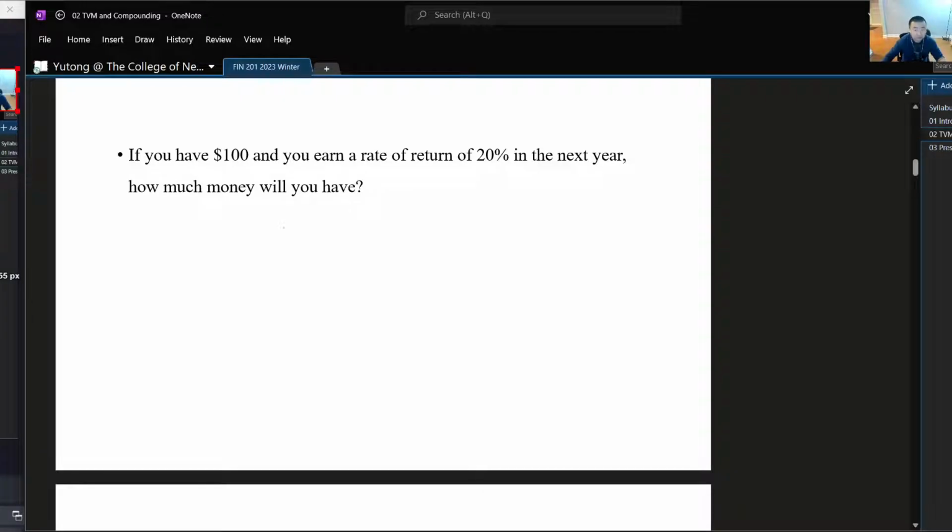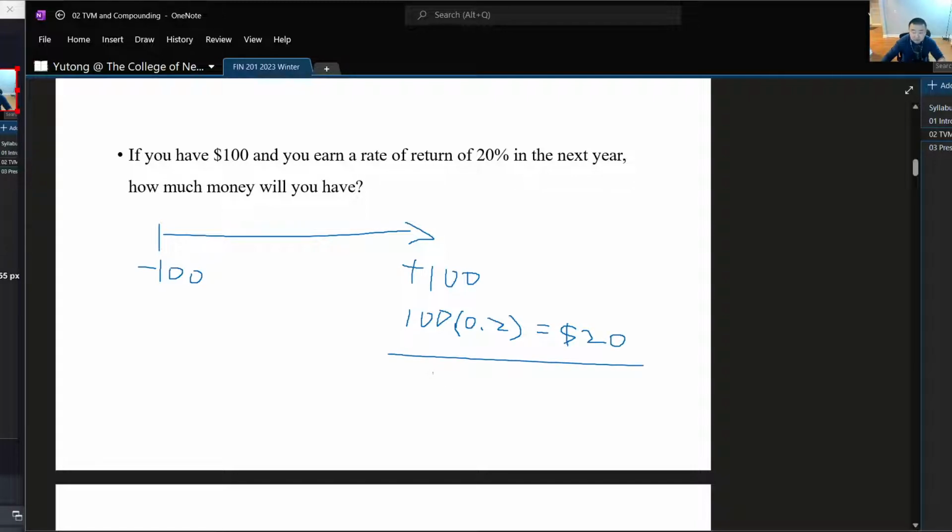So what if you have $100? If you have $100, we'll also do the timeline. We begin with $100, and in the end, you have $100, which is the principal, and you're gonna have $100 times 0.2, which is, for every dollar you're getting 20 cents. For every $100 you're gonna get $20. So in total it is 120.